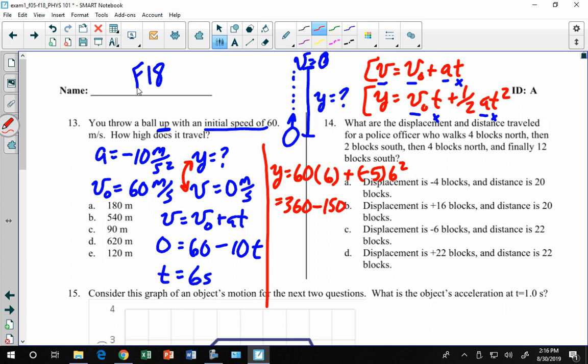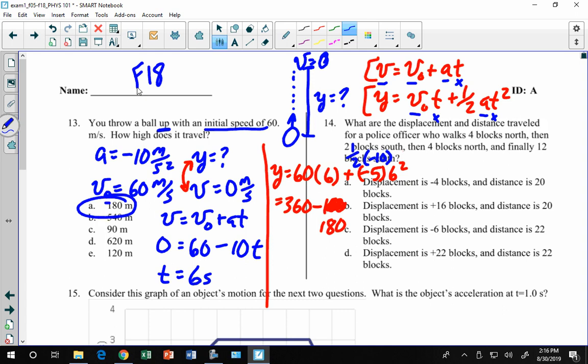No, it's not 5 times 30. 180. The 5 is just half of negative 10. So I skipped a little step here. It's supposed to be 1/2 of negative 10, which is negative 5. That's 1/2 at squared. So it's 360 minus 180. So the answer is 180.